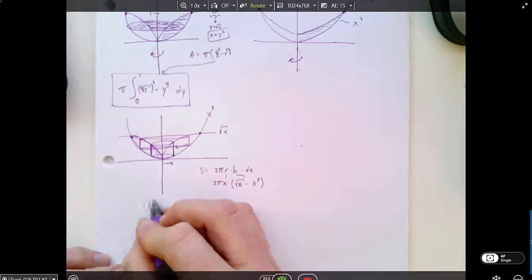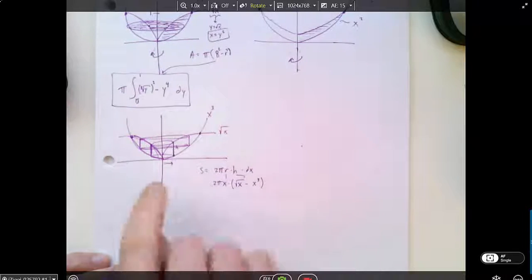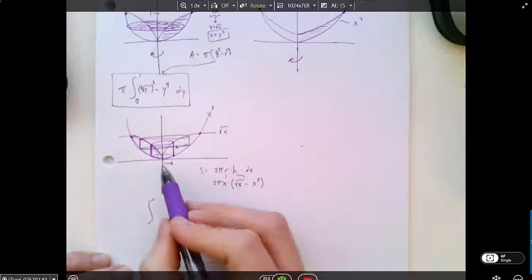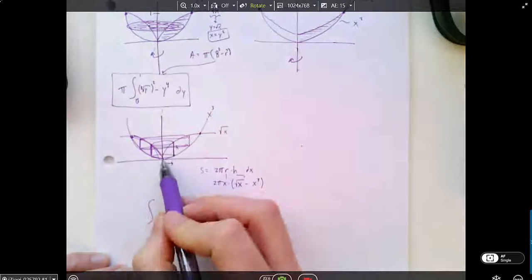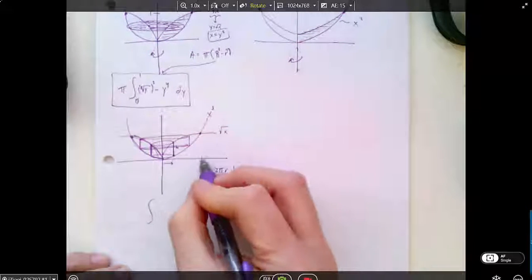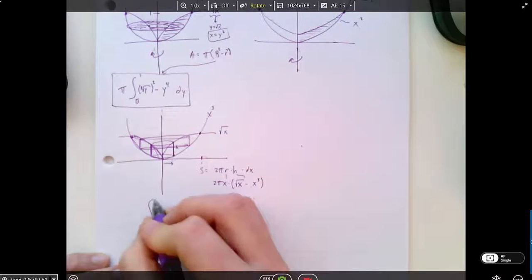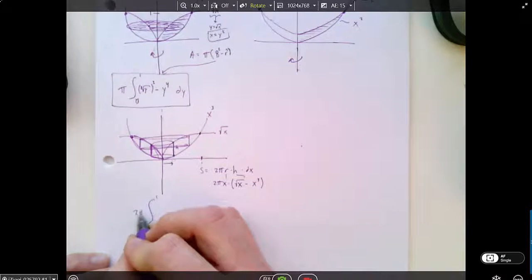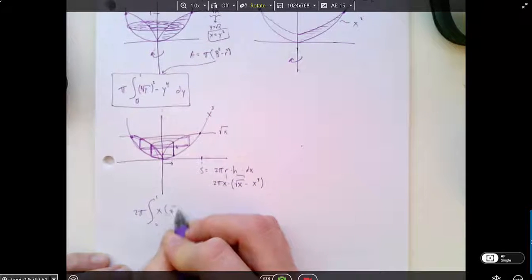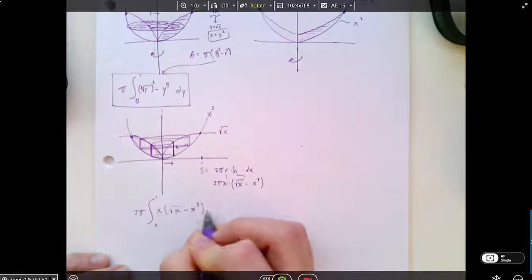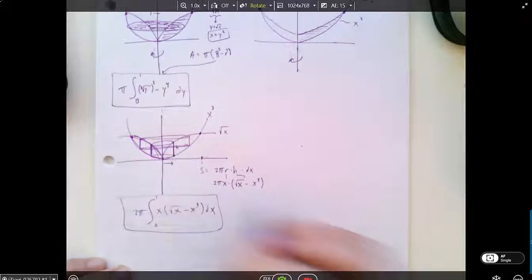So now I'm going to integrate starting from, remember, x value is my radius, so I want to start right in the middle with a radius of 0 and go out to a radius of 1. So 0 to 1, 2 pi x times root x minus x cubed dx. And that would be a totally decent way to do it with shells.